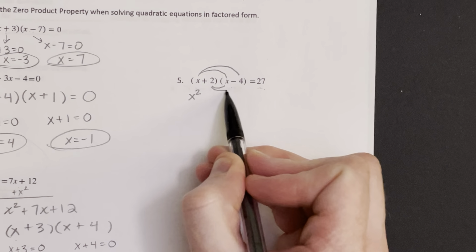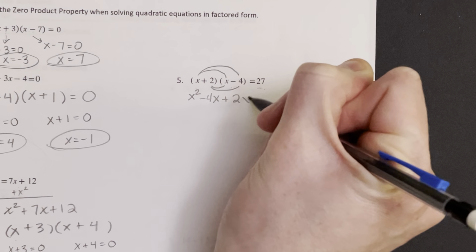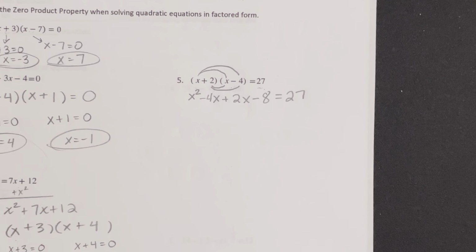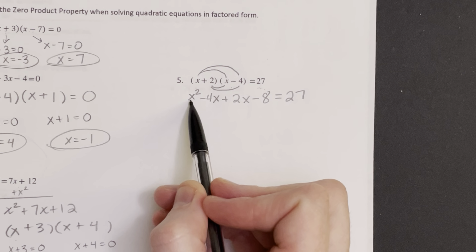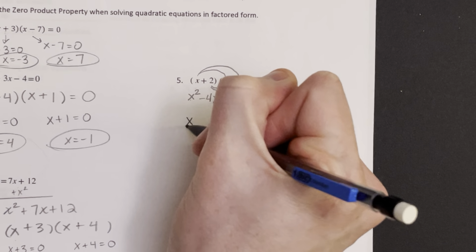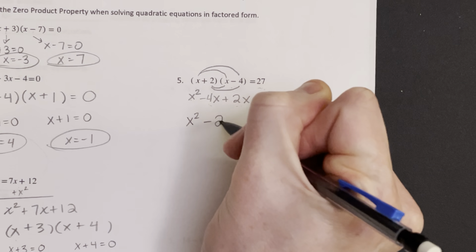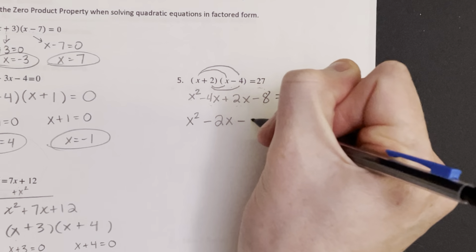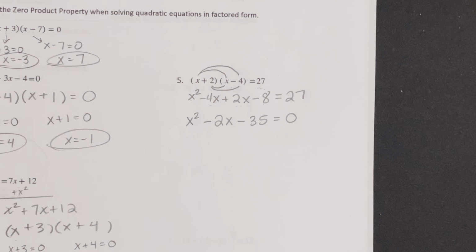We'll distribute, which makes x squared minus 4x plus 2x minus 8 equals 27. This is a quadratic equation. We have an x squared term, and we want to get quadratic equations equal to 0. So that means let's move that 27 to the other side. I could also combine like terms right here for negative 4x and 2x to get negative 2x. If I subtract 27, I get negative 35. Now it's finally equal to 0.